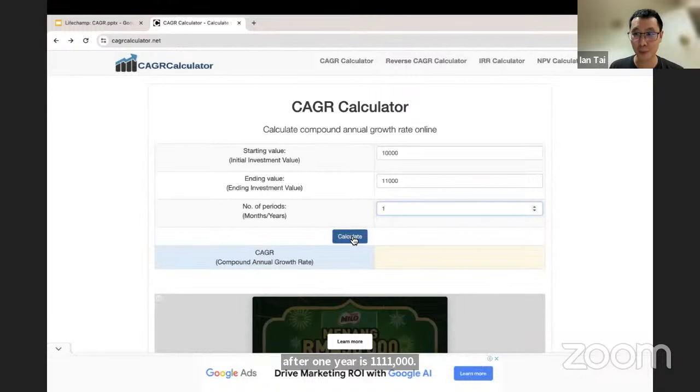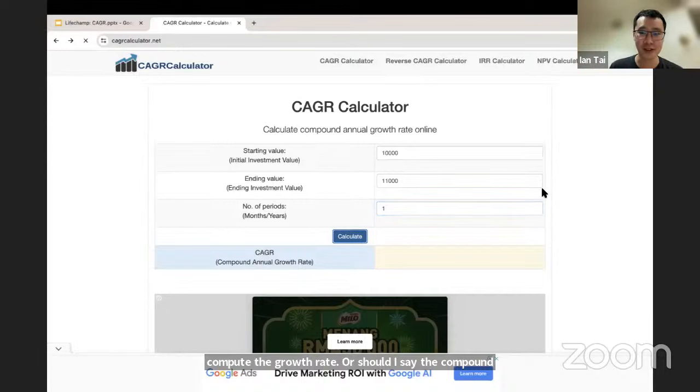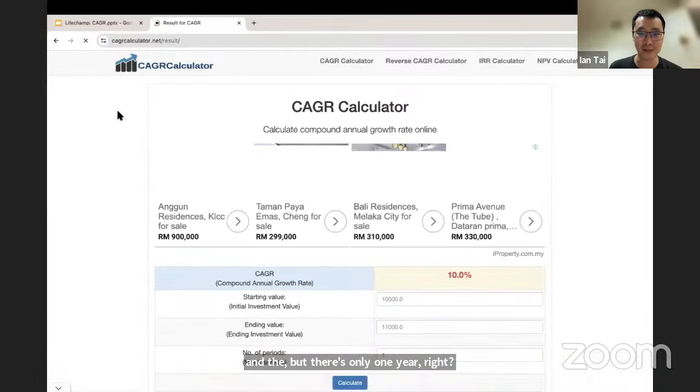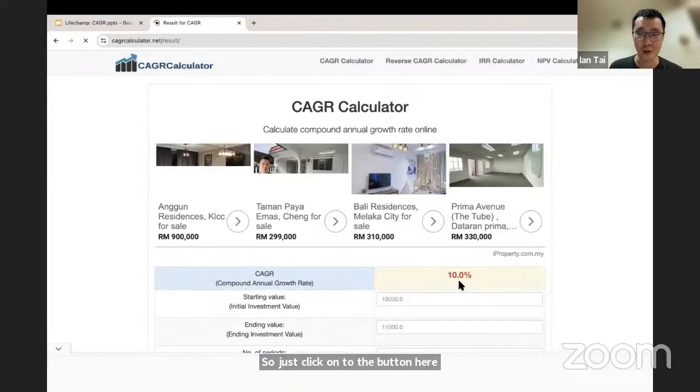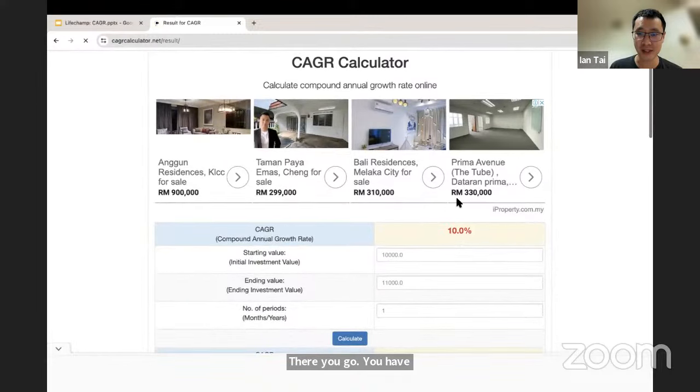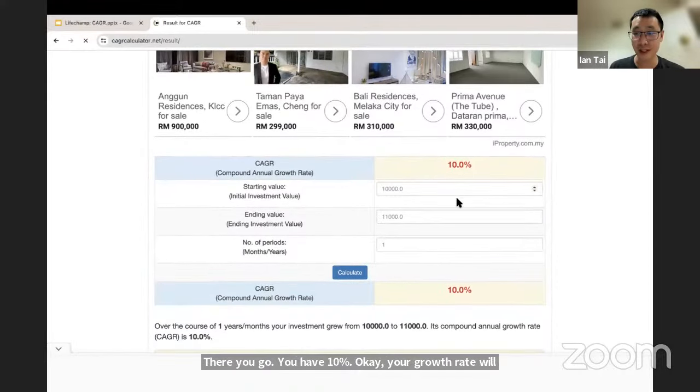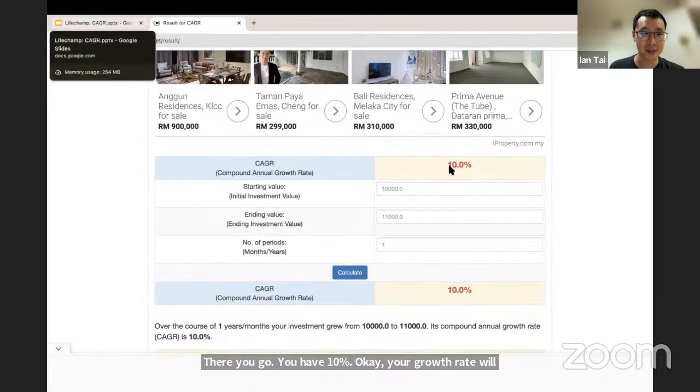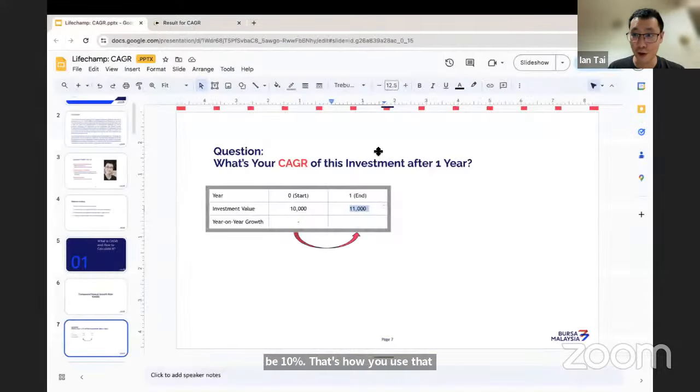So if you want to compute the growth rate, or should I say the compound annual growth rate, but there's only 1 year, right? So you just click onto the button here. And there you go. You have 10%. Okay, your growth rate will be 10%. That's how you use the CAGR calculator. All right. Now, with that, let's move on to the next one.